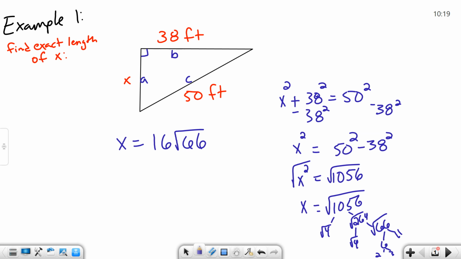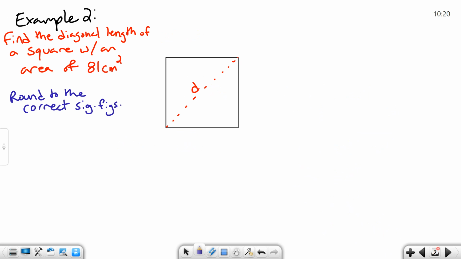If we were looking for the exact answer. And most of the time we wouldn't. We would want to know what this is as an approximate value, especially if we had to measure and cut something for that length of A. So let's do that. Let's look at an example where we have to round to the correct number of significant figures.